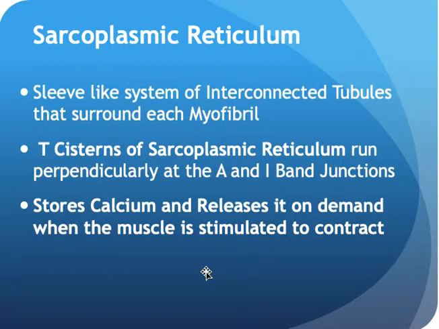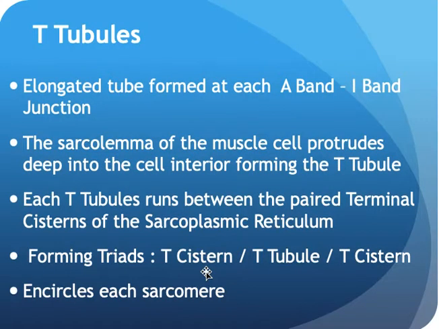Okay, and then we'll come back in the next part and look at exactly how we release this calcium. Okay, my T-tubule is an elongated tube. It's formed at each A-band and I-band junction. Then the sarcolemma of the muscle cell protrudes deep into the cell interior to form this T-tubule. Each T-tubule is going to run between the paired terminal cisterns of the sarcoplasmic reticulum. Again, we'll come back to the picture in a second, and we're going to form this triad: a T-cistern on one side, the T-tubule in the middle, and then a T-cistern on the other side, and it's going to wrap this whole sarcomere.